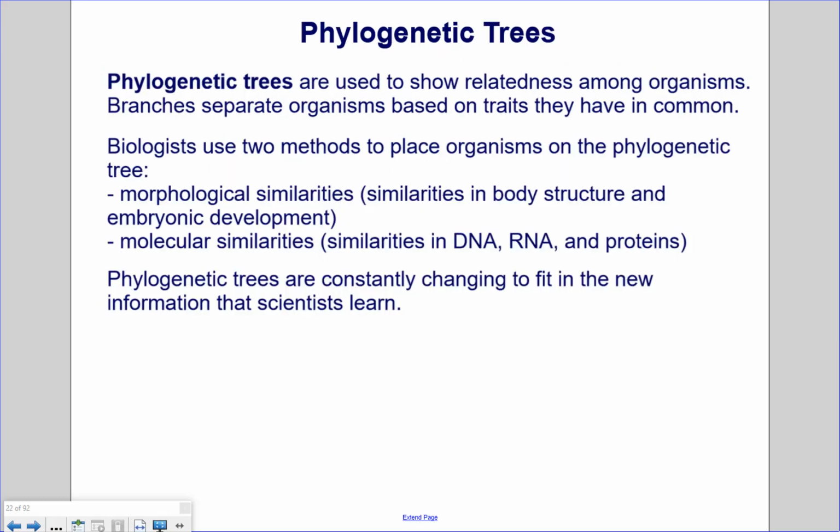Phylogenetic trees. Phylogenetic trees are used to show relatedness amongst organisms. Branches separate organisms based on traits they have in common. Biologists use two methods to place organisms on the phylogenetic tree. Morphological similarities, these are similarities in body structure and embryonic development. And then molecular similarities, these are similarities in DNA, RNA, and proteins. Phylogenetic trees are constantly changing to fit in the new information that scientists learn.